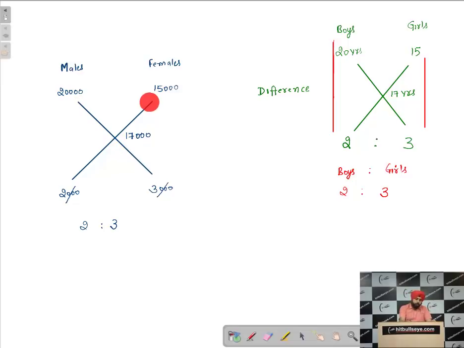So students, you should be careful about the point here. One, the difference should always be taken the way the lines are being drawn. And secondly, we are talking about the word difference. It's a positive value, so we always subtract the smaller number from the larger number, right? Now let's move further to solve a few questions.